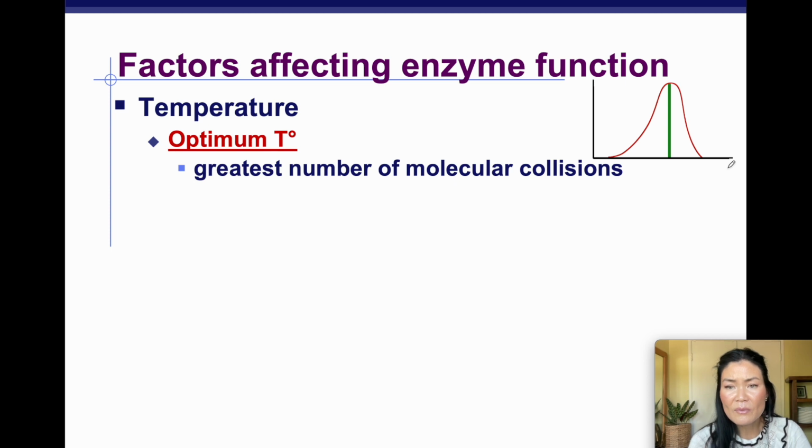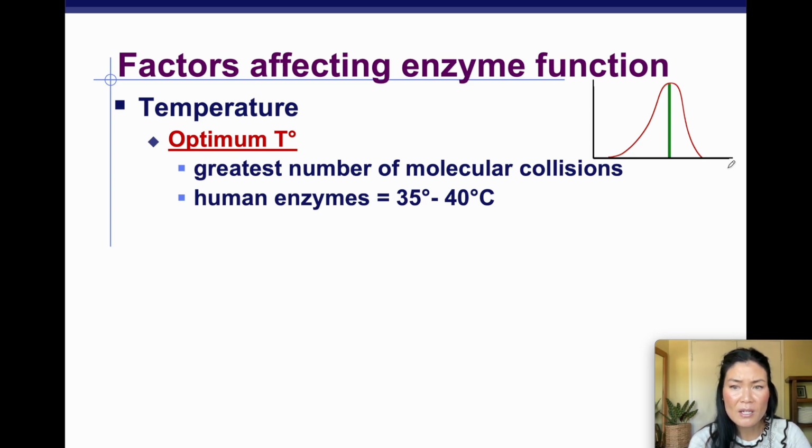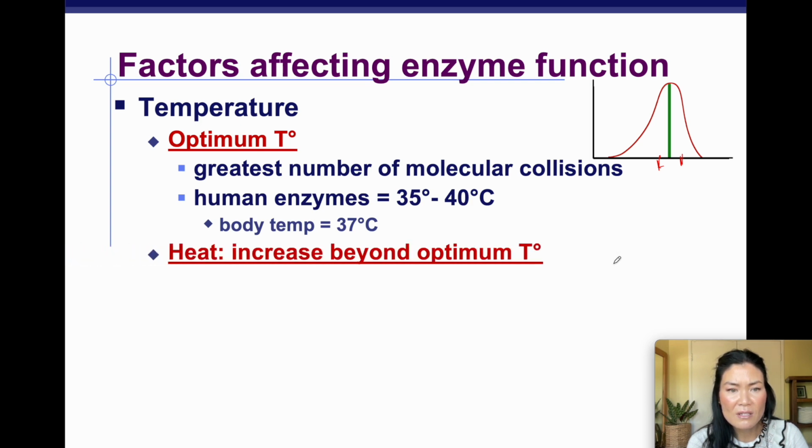When it's cold, the molecules are moving very slowly, and there's less chance of them colliding. Whereas when they get warmer, they start to move around more, and there's a greater chance of collision. Human enzymes work best between 35 to 40, so somewhere between here and here. Our body temperature is 37 degrees Celsius.